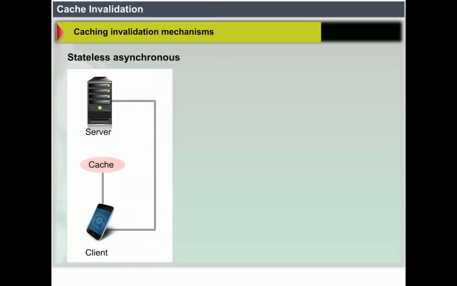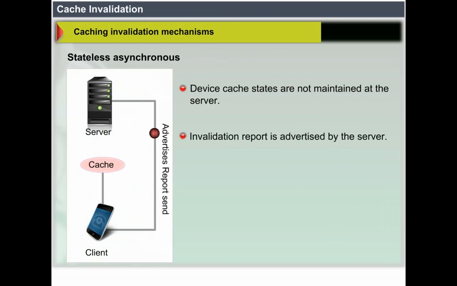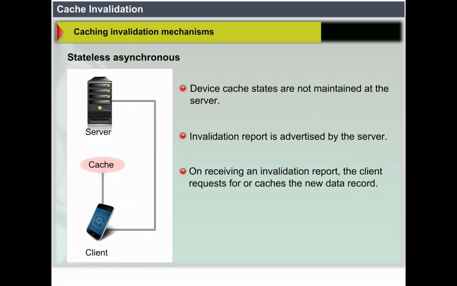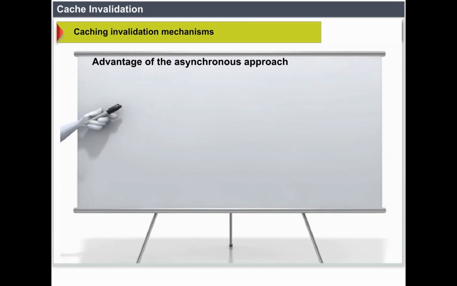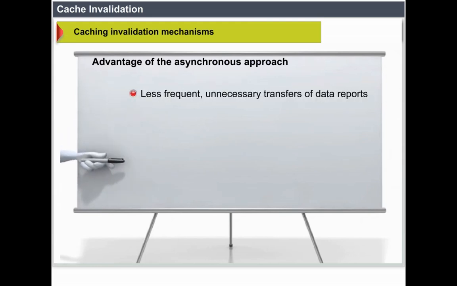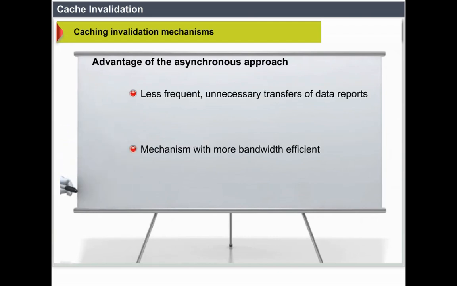Stateless asynchronous. Device cache states are not maintained at the server. The server advertises an invalidation report. On receiving an invalidation report, the client requests or caches the new data record. Advantage of the asynchronous approach: no frequent unnecessary transfers of data reports. The mechanism is more bandwidth efficient.